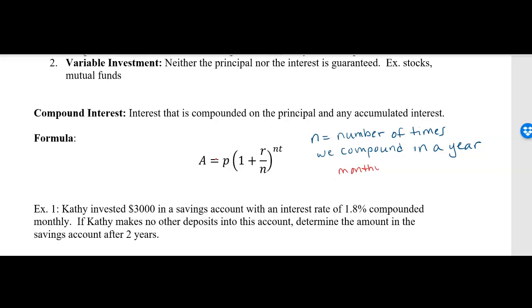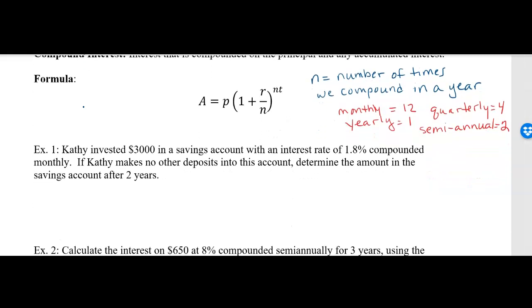If we're told that it's compounded monthly, then N would be 12. If it's yearly, that's 1 time a year, so N would be 1. Quarterly would mean 4 times a year. And another common one I see is semi-annual, and that would equate to 2 times a year. So these are just a few of the common ones that your N could end up being. But you look for keywords in the phrase or in the sentence to see.